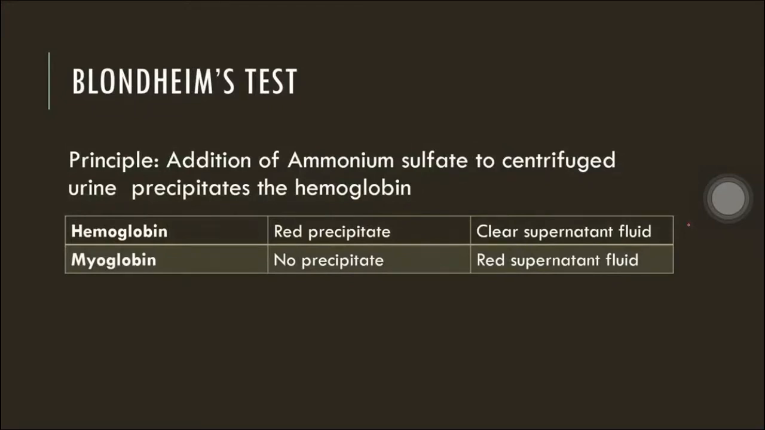Next, we now move on to Blondheim's test. The principle of Blondheim's test, other name niya, ammonium sulfate precipitation test, involves the addition of ammonium sulfate to centrifuged urine that precipitates the hemoglobin. So basically, pag nag-add ka ng ammonium sulfate, ma-precipitate mo si hemoglobin. Kapag nagkaroon ng red precipitate, that's hemoglobin. Clear yung supernatant fluid. Kapag wala naman precipitate, yun naman si myoglobin. Actually, mas useful and mas simple as compared with the plasma examination.